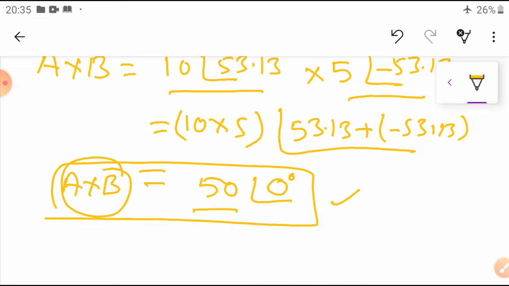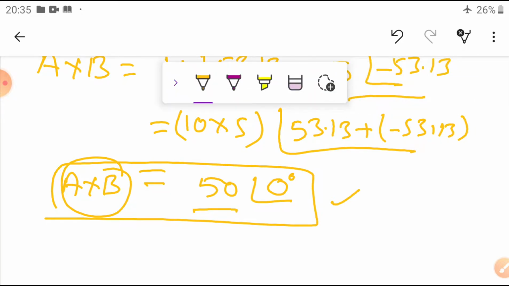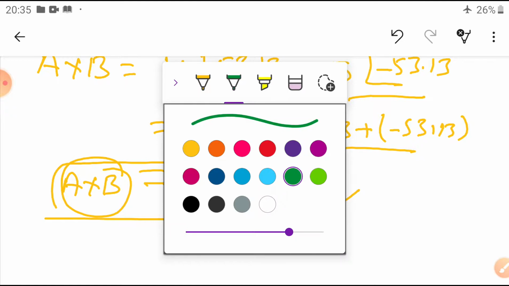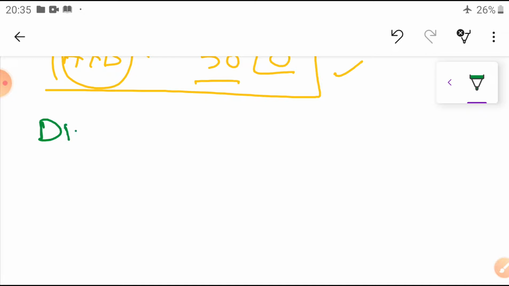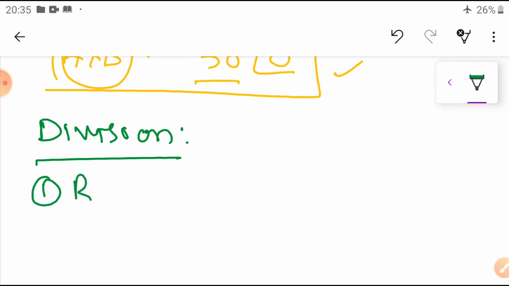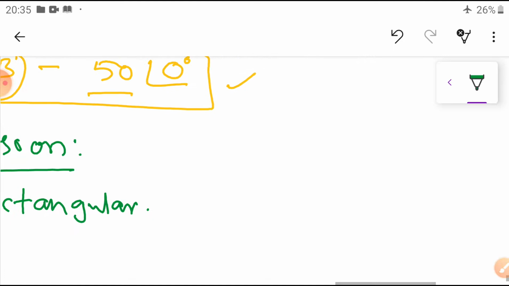Okay, now let us do division. How are we going to do division in different forms? Let us first take the rectangular form. Rectangular form is only easy for addition and subtraction, but if you implement it in division, you are going to face a problem. Let us do it. Okay, so you want to know the methods.